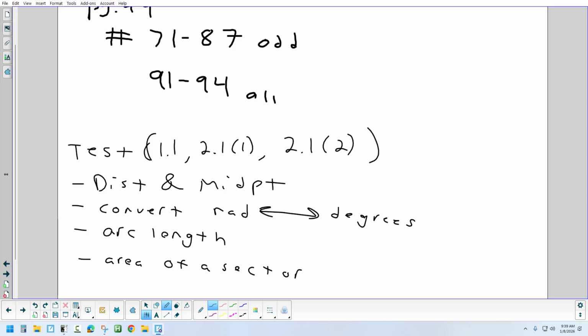You can have a reference sheet if you need it, like any of the formulas. We did a few formulas: distance, midpoint, arc length, and area. So there's 4. And then there's 2 conversions: degrees to radians, radians to degrees. So you might want those conversions as well.